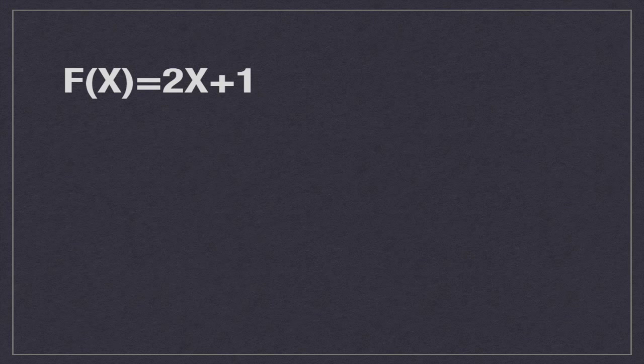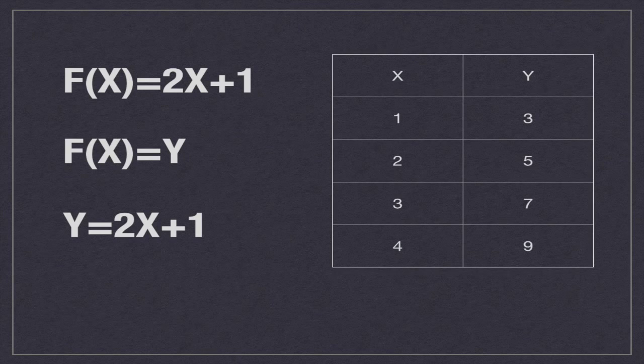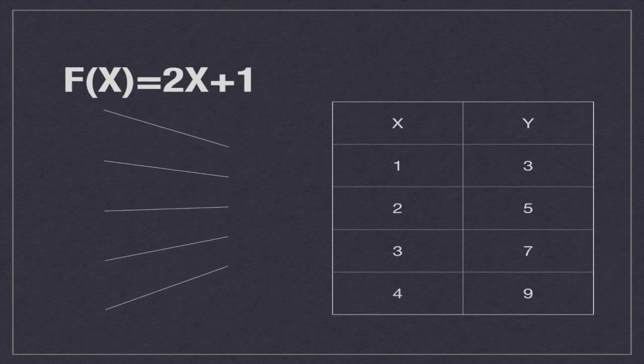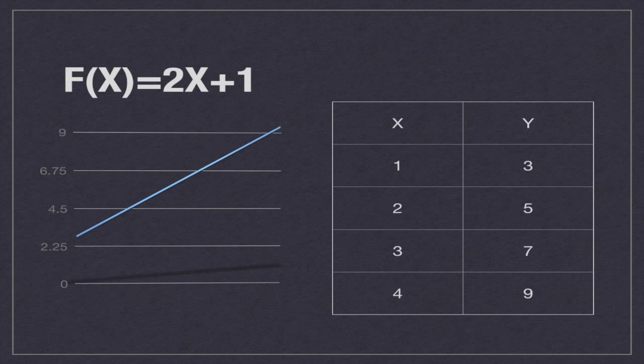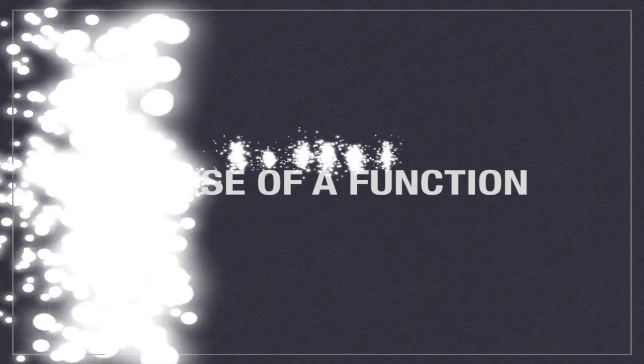2x plus 1. We know that f of x is the same as y. So y is the same as 2x plus 1. Okay, now let's add the inputs from 1 to 4. We get 3, 5, 7, and 9, which are the coordinates. Now let's graph it. Okay, so here now we have the graph. But how can we go from the 3 back to the 1? This is why we need an inverse of a function.